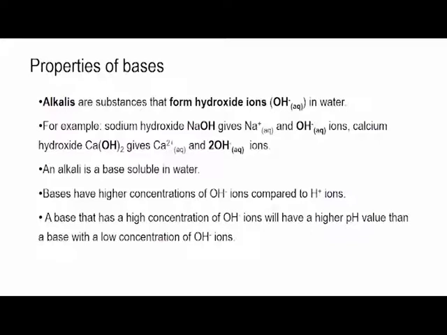For example, group 1 metal oxides or metal hydroxides can all dissolve in water. Therefore, they are all soluble. We can call them alkalis. And they can also produce more hydroxide ions in water. Strong alkalis are those that produce more hydroxide ions in water, and weak alkalis are those that produce fewer hydroxide ions in water.